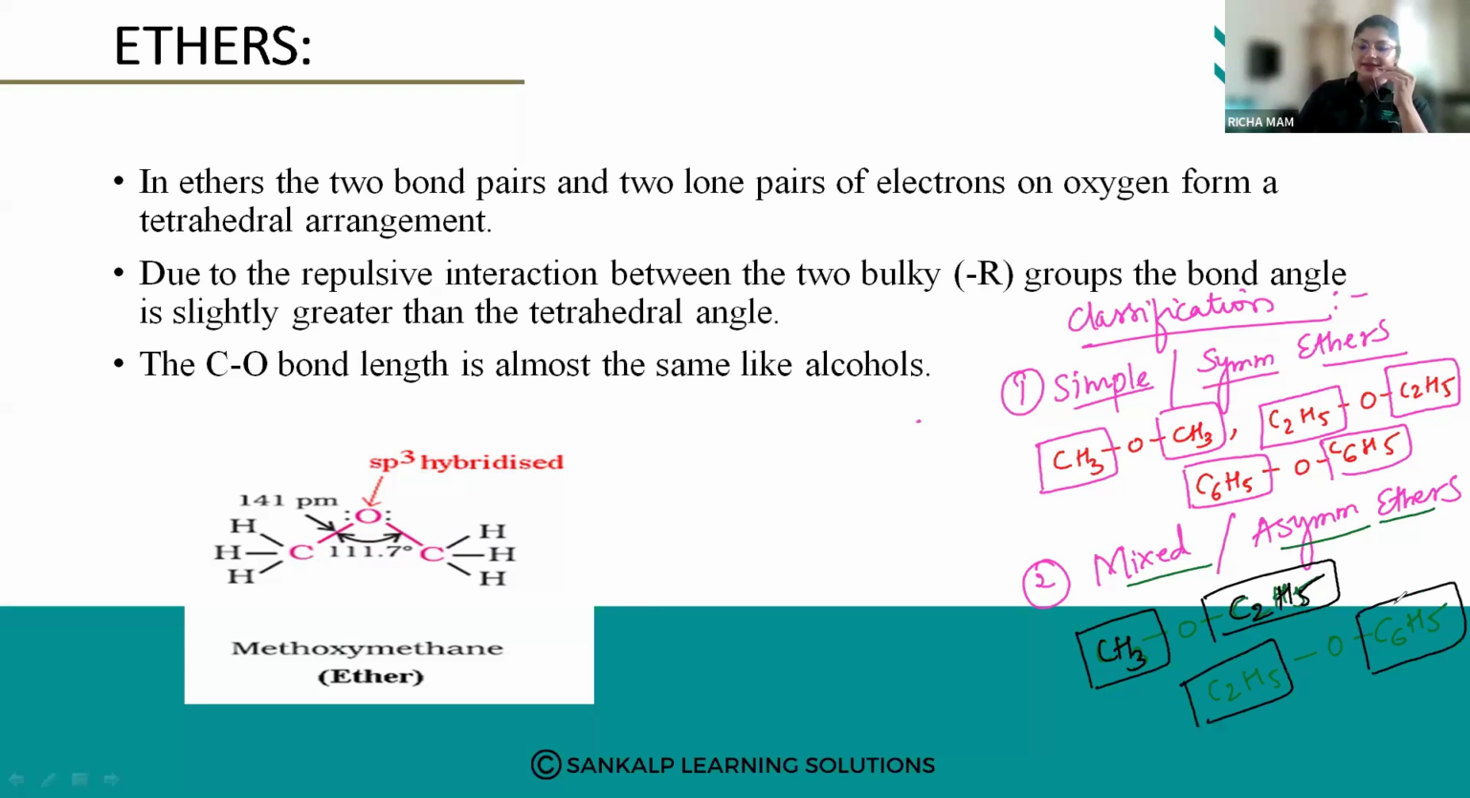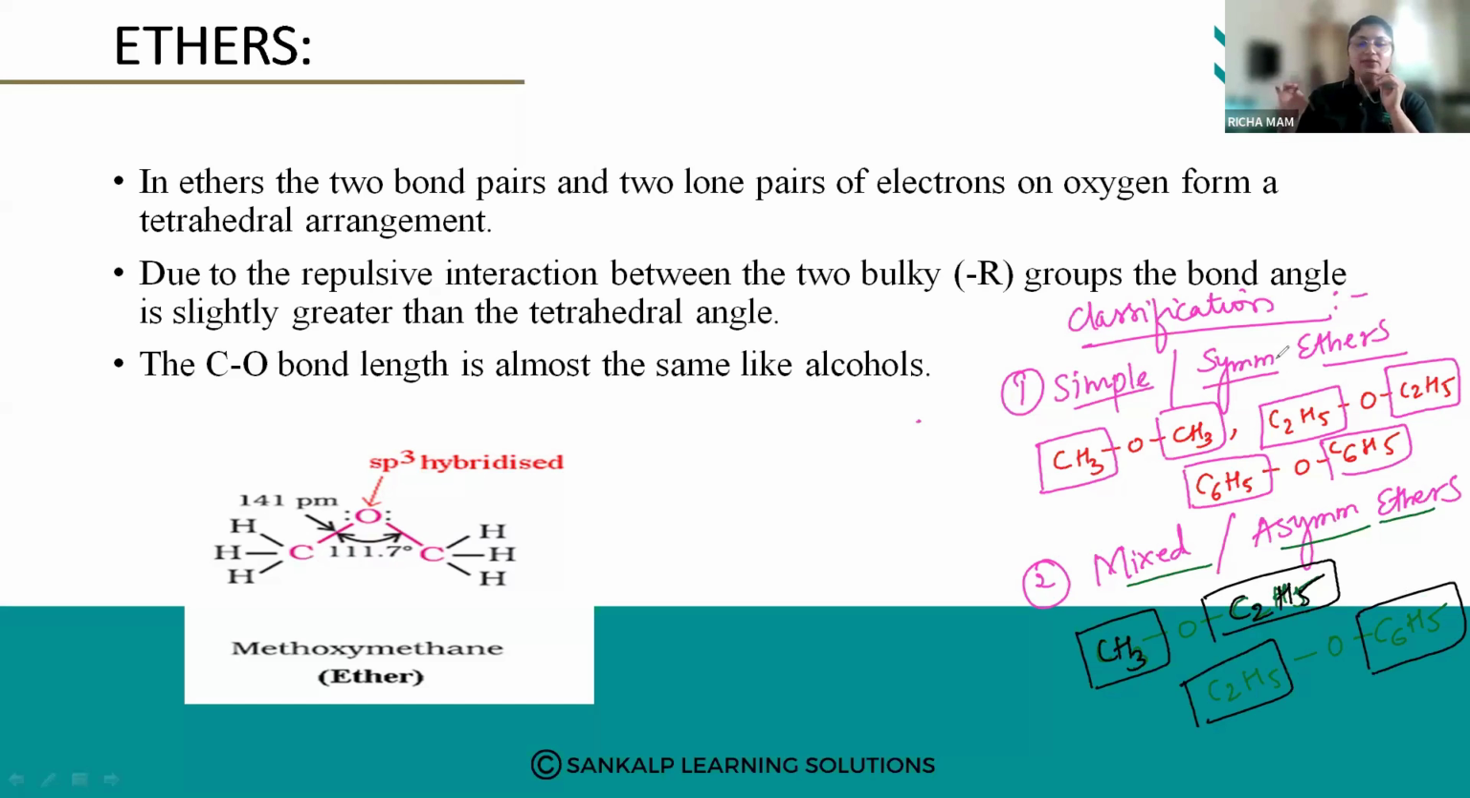Is it clear? Is the classification clear? So simple ethers are called symmetrical. Symmetrical means on either side of the oxygen, the groups are the same.